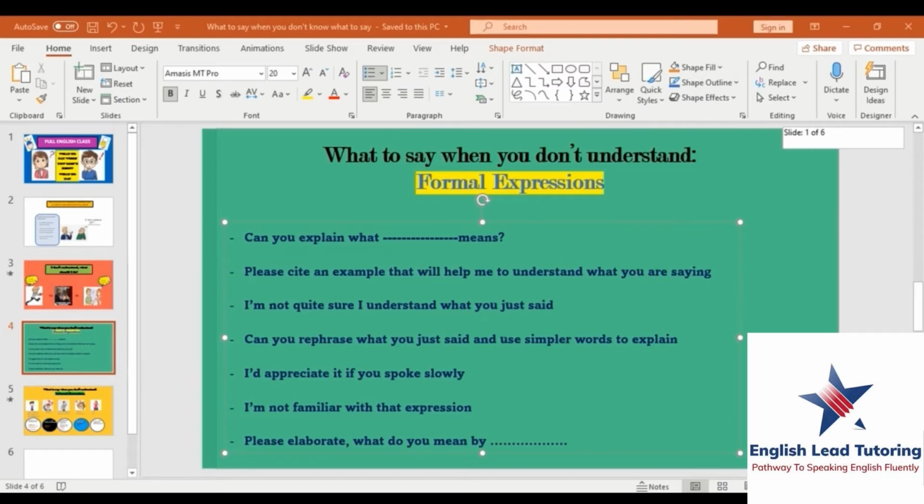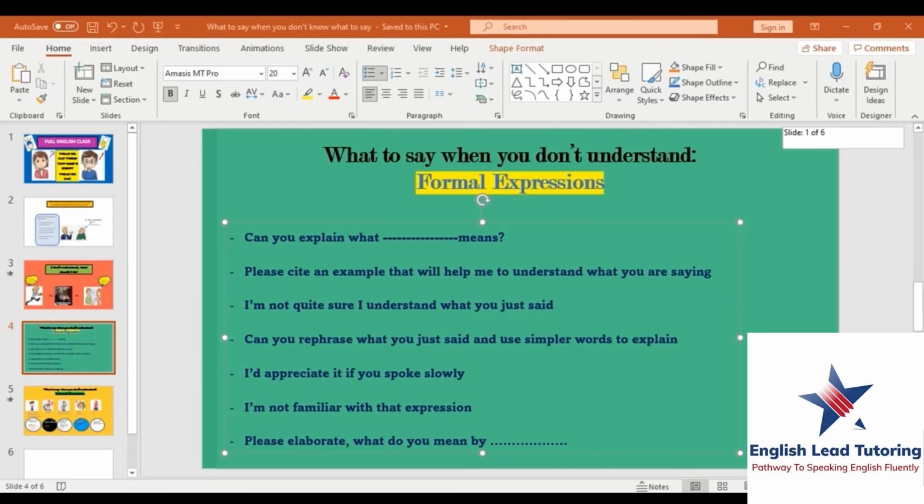The first thing that we could possibly say is, can you explain what blank means? You're in discussion with someone, they use a word. You're not familiar with the word. You need help with understanding what that word means. So you say to the person, can you explain what blank means? Let's look at the word tardy, for example. Tardy. Now that word tardy means late, but the person uses the word and you don't know what that word means. So you're going to say, can you explain what tardy means? For example, right? Very good. So that's one thing you can say.